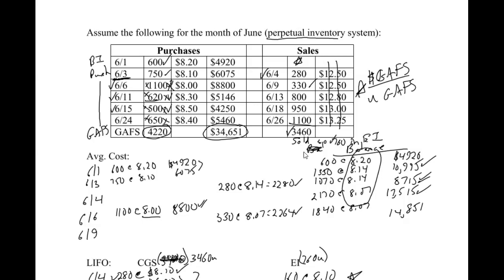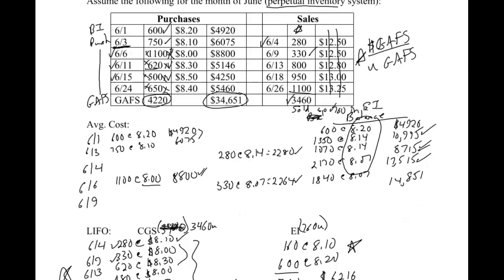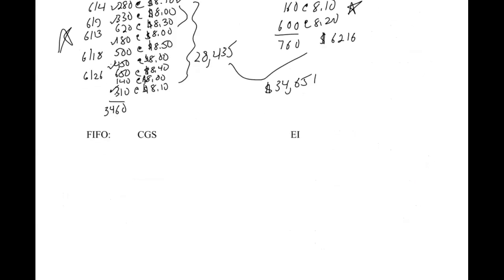And so we'll start that process. So let's come down here. I know it's kind of hard because we can't see everything, but on the June 4th sale, we sold 280 at $8.20. On the June 9th, we sold 320 of that beginning balance. So that beginning balance, that's the 600 of the beginning inventory. It's all gone now. But we needed to have a 330, so we sold 10 from the next pile, or the next purchase. All right, so that was $8.10.